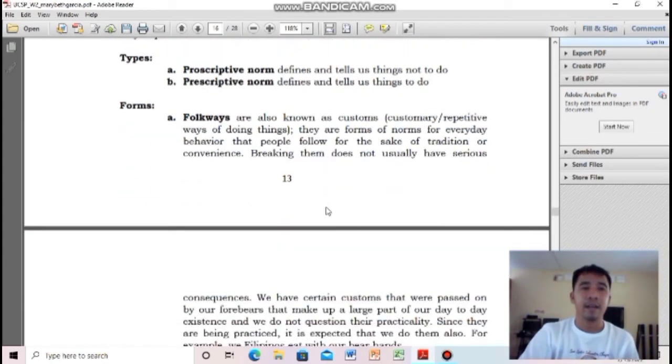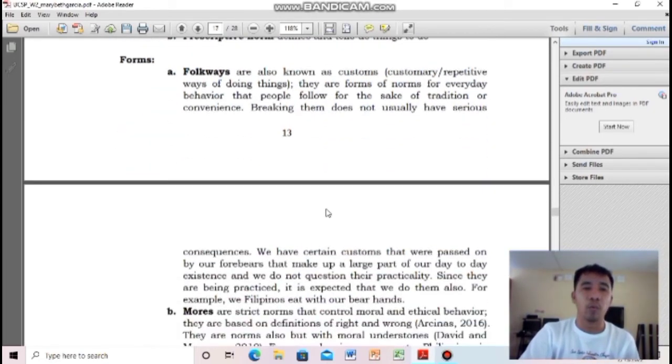Okay, next is according sa forms, we have folkways. No? Ang folkways, isa sa forms ng norms, are also known as customs or customary repetitive ways of doing things. They are forms of norms for everyday behavior that people follow for the sake of tradition or convenience. For example, we Filipinos eat with our bare hands. So, mga example sa folkways. Ang pagkaon, gamit ang aton nga kamot. No? Kasi ibang nga kultura, no, dapat naka kutsara, naka fork and spoon.